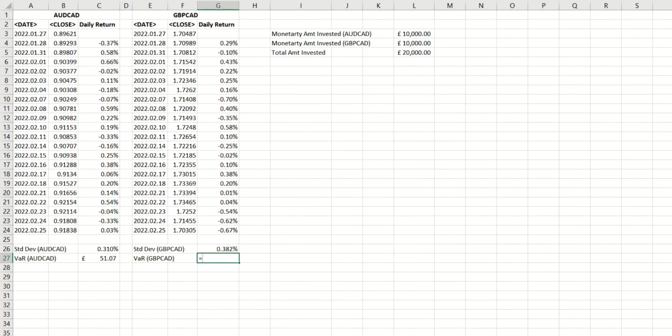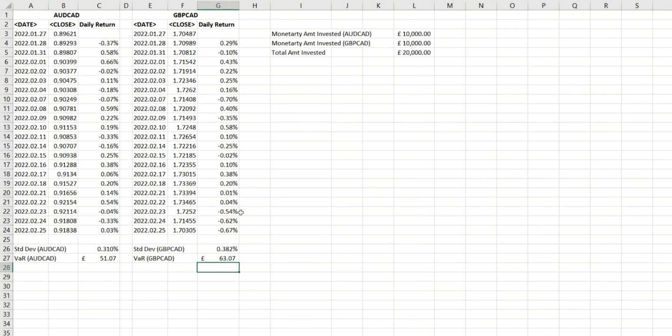And then just so that we've got a value here for the single asset value at risk, if you remember, this is just the Z-score, which is 1.65, multiplied by the standard deviation here, multiplied by the monetary amount that we have in a particular asset. And here I've just used the example of £10,000. And so here we can see that the value at risk is £63.07. And as we said, that's more than it was for Aussie CAD because of that increased volatility.